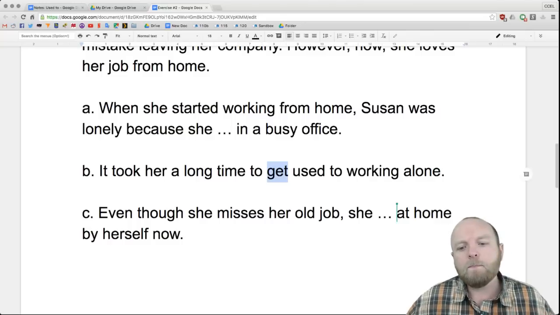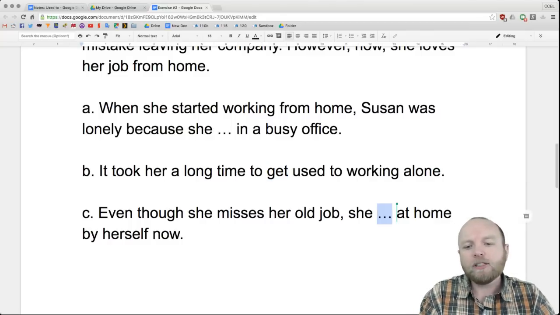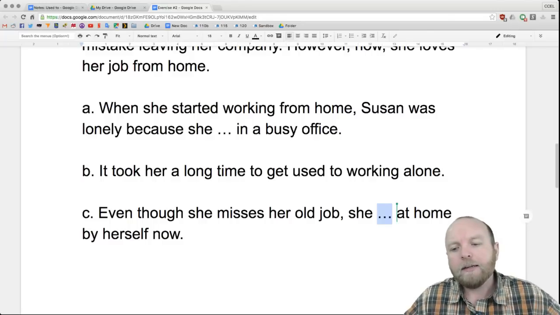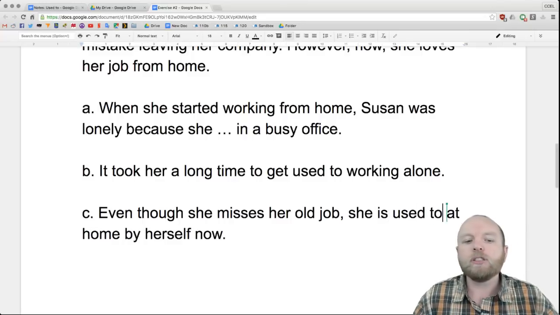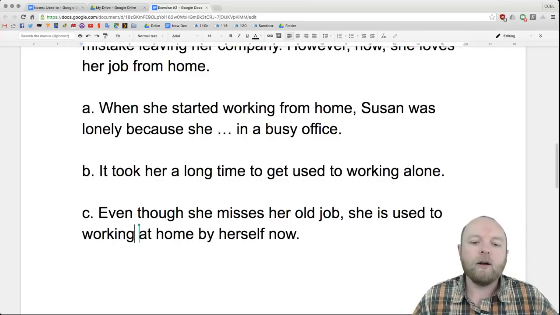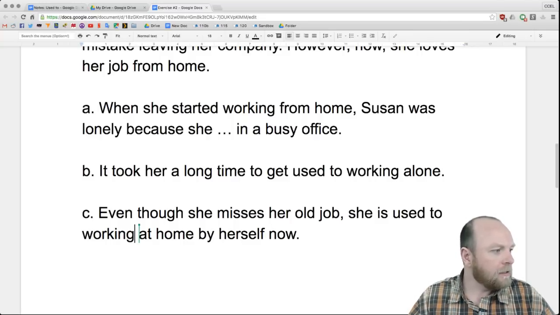C, even though she misses her old job, now, we want to say now it's comfortable for her. So she is used to working at home by herself now. She is used to it now. Good job, Selma. Excellent.